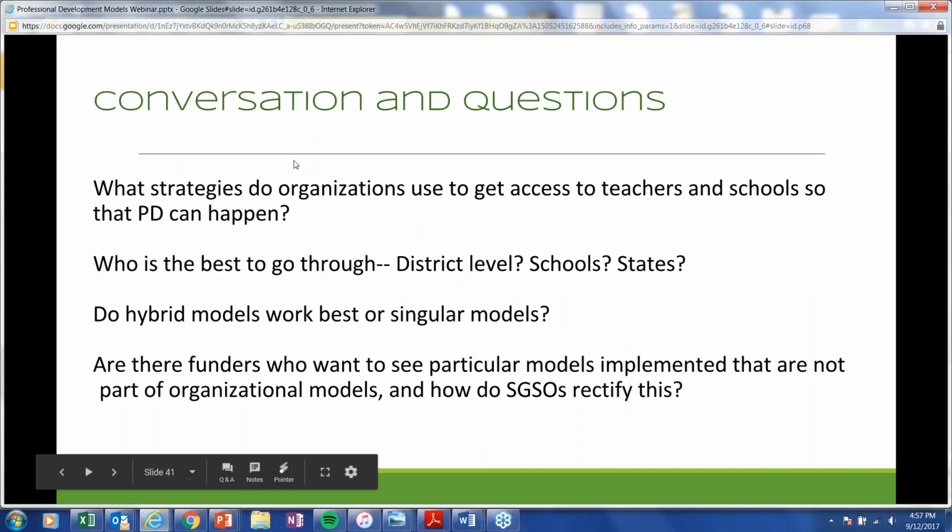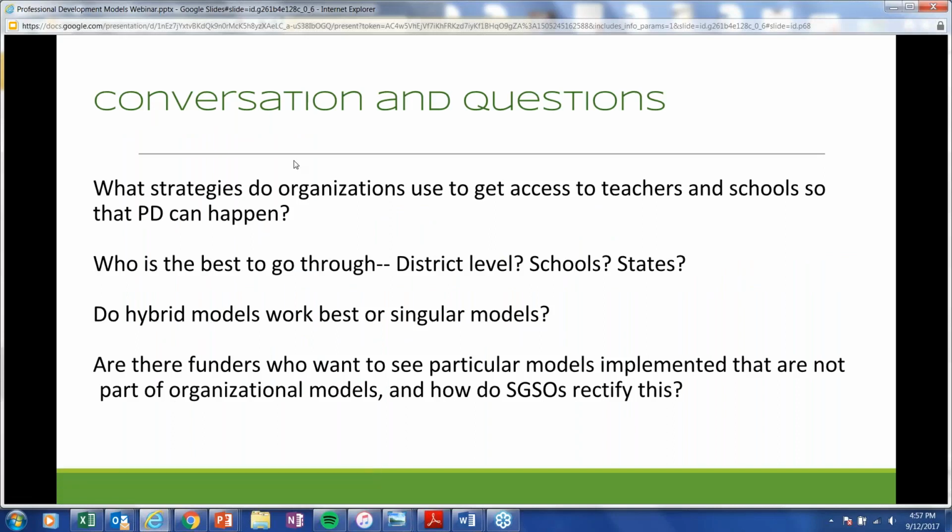Final questions. I do want to note that when we were meeting as a group, we left with more questions than we started with. One of the biggest pieces here was, what strategies do organizations use to get access to teachers in schools so that these PDs can happen? Many people use lots of different strategies. But right now, with so much being controlled outside of a school specifically, sometimes it's hard to get in to work with teachers. And so that's a big conversation that's the next step of this PD.